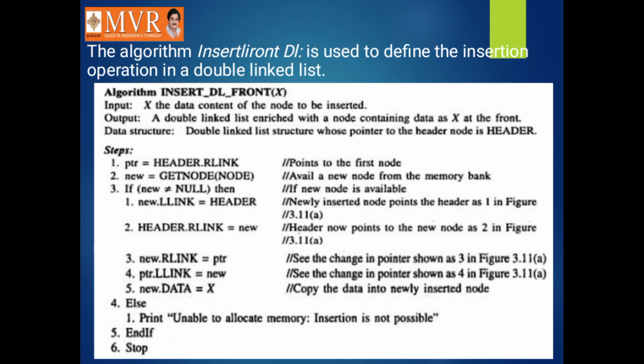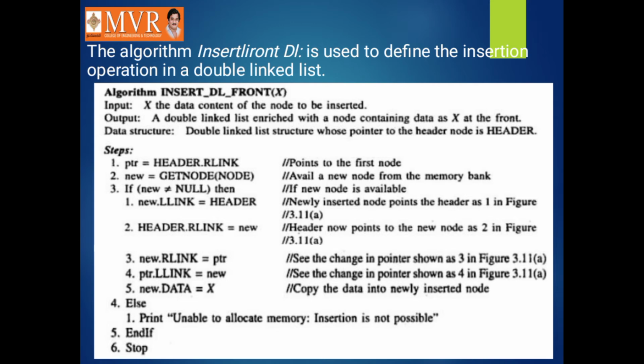See, here the same process is given using the algorithm, and comments are given so that you can understand this algorithm clearly. First we will go to the get node. New is equal to get node of node. That is, we are asking the memory bank for the node and asking whether it is available or not. If it is available, give it to us and we will establish the link between the header node and the first node.